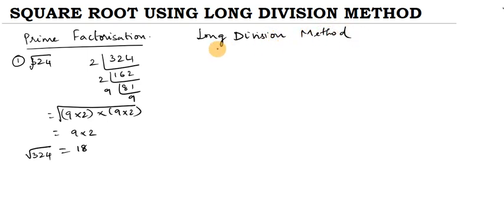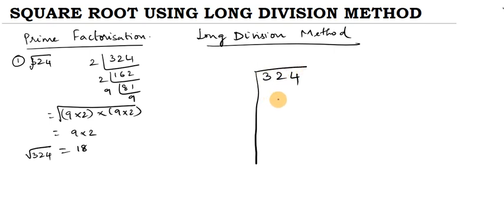Listen carefully. Let me explain it step by step. First write the given number 3, 2, 4 and then put a line like this and then like this. Okay, the first step would be you are going to make pairs from the units digit. So where is the units digit? You have it to be 24.